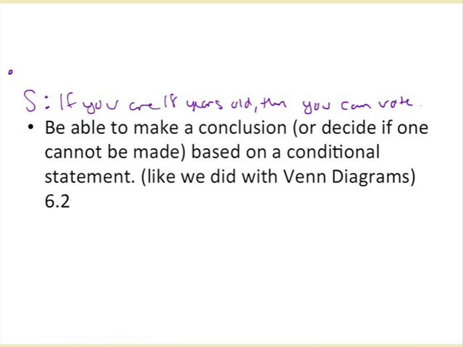We're going to illustrate this with a Venn diagram, an if-then diagram. Ifs go on the inside, thens go on the outside. Okay, if goes on the inside, then goes on the outside. So then, given some statements, we want to decide if we can draw a conclusion or not.